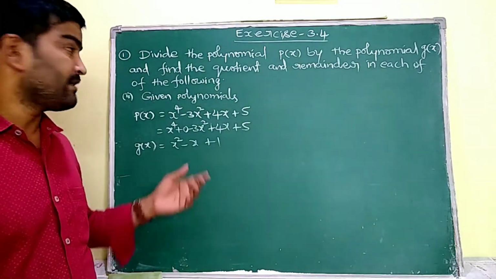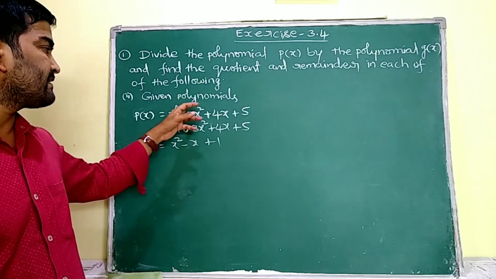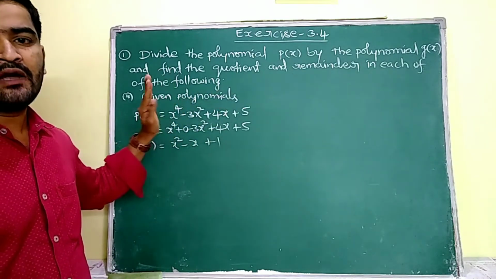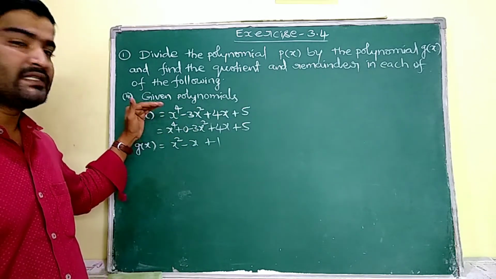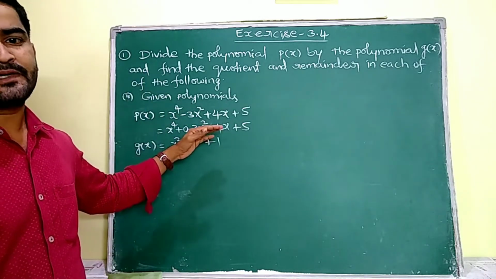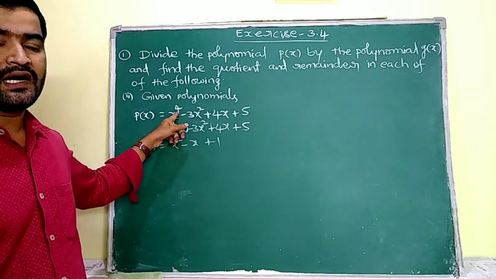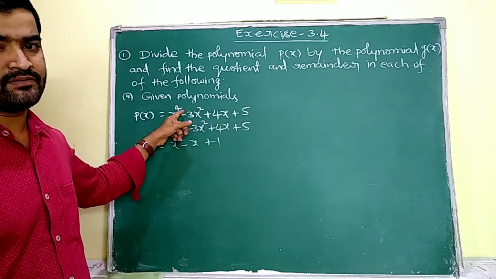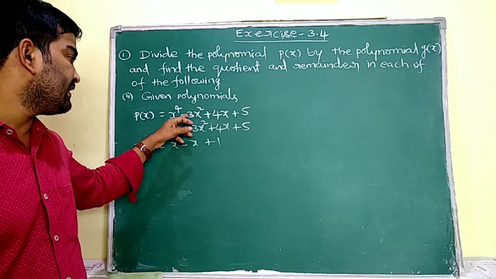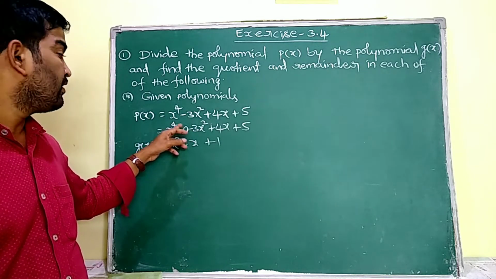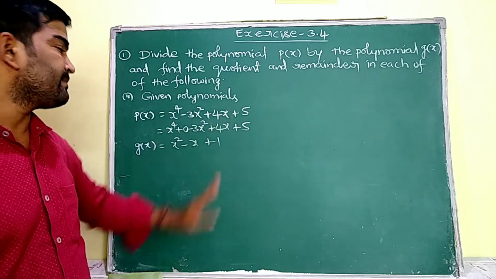See, second problem. He gave p of x is equal to x power of 4 minus 3x square plus 4x plus 5. We have to arrange the given polynomial in standard form. We have to check whether all the terms are present here or not. After the 4th degree term, I have to write the 3rd degree term. Here the 3rd degree term is missing, so in the place of that 3rd degree term, I am going to write 0. So x power of 4 plus 0 minus 3x square plus 4x plus 5.